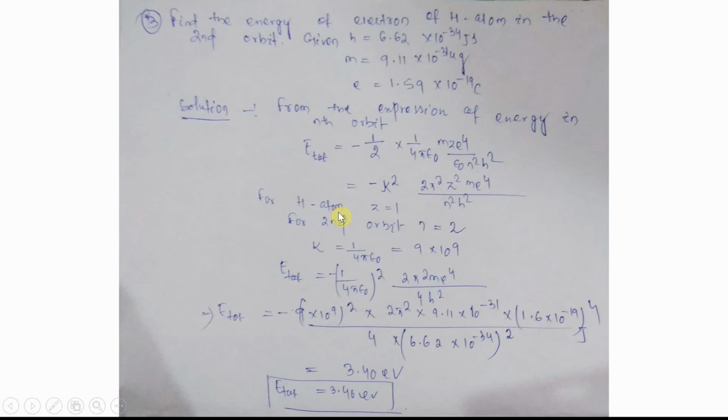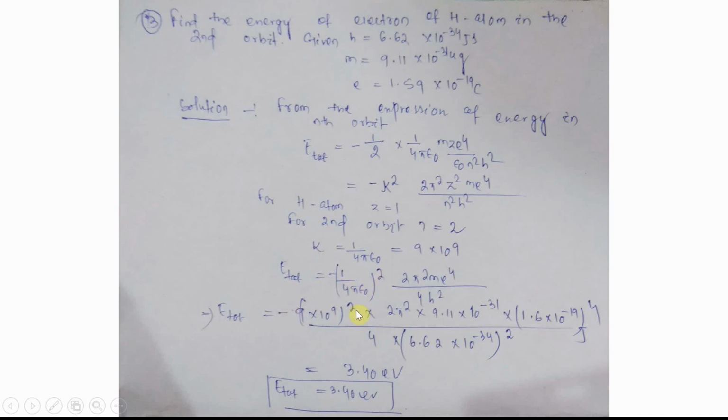Then for the hydrogen atom we know the atomic number is 1, that is Z equal to 1, and for the second orbit, n is an integer, so n equal to 2. The k value, that is 1 by 4 pi epsilon naught, is 9 into 10 to the power 9, and so the total energy will become minus k square 2 pi square m e to the fourth divided by 4 h square.